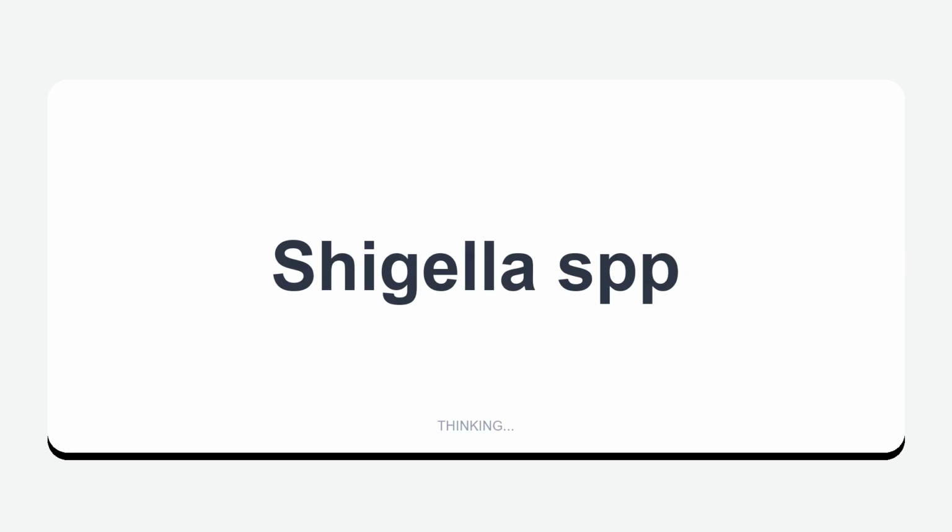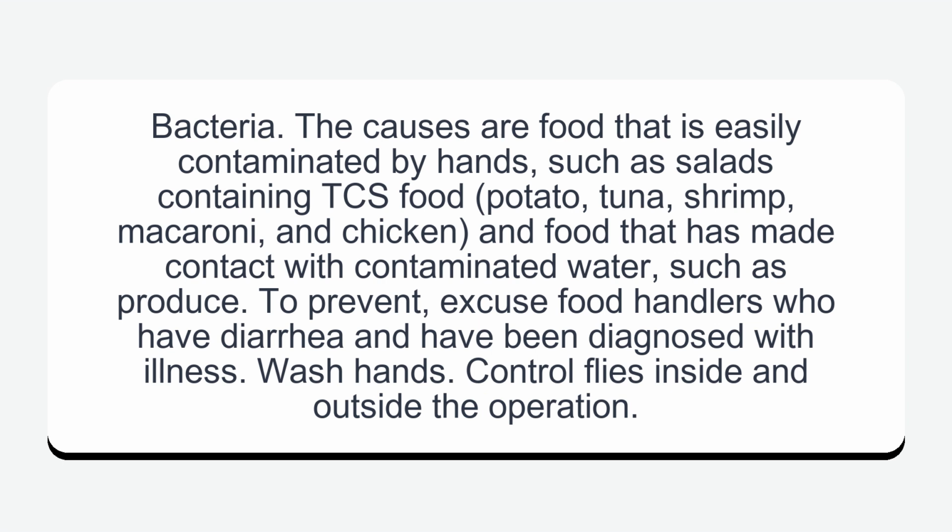Shigella spp. Bacteria. The causes are food that is easily contaminated by hands, such as salads containing TCS food, potato, tuna, shrimp, macaroni, and chicken, and food that has made contact with contaminated water, such as produce. To prevent, exclude food handlers who have diarrhea and have been diagnosed with the illness. Wash hands. Control flies inside and outside the operation.